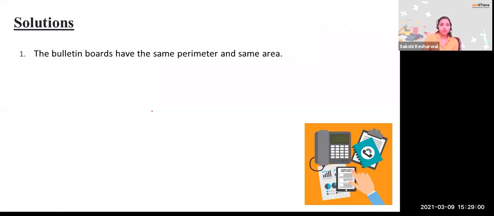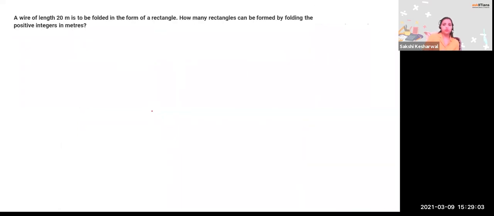Now, coming to this question, let's do one question over here. Okay, so what does the question say over here? It says that a wire of a length of 20 meters is folded in the form of a rectangle. Now this is a wire. Let us suppose I'm using this as a wire, right? Can you see this? This is a wire of 20 centimeters, and you made a rectangle out of it, right? We do such kind of activity by just folding around, right? How many rectangles can be formed by using the wire if the sides are positive integers?